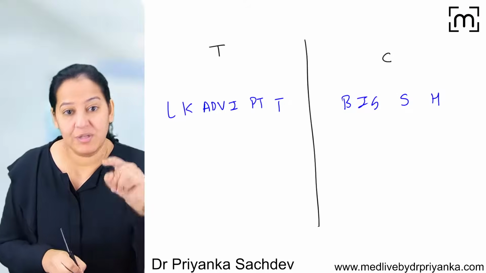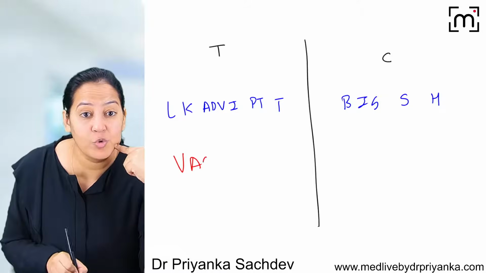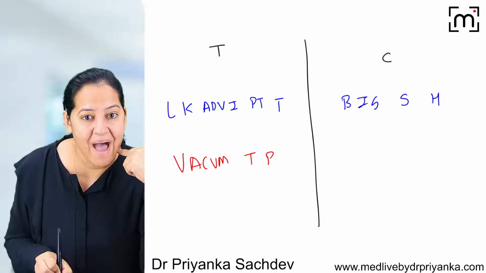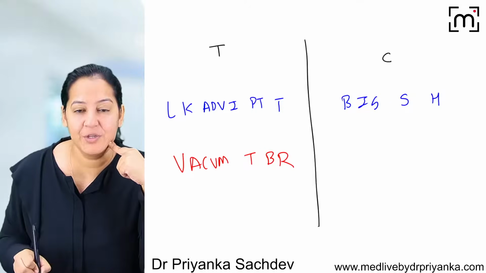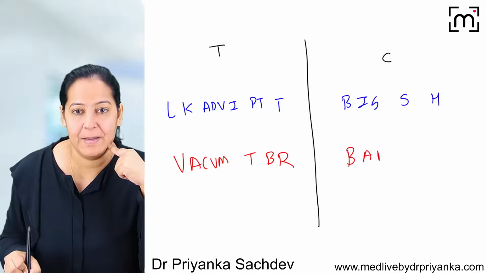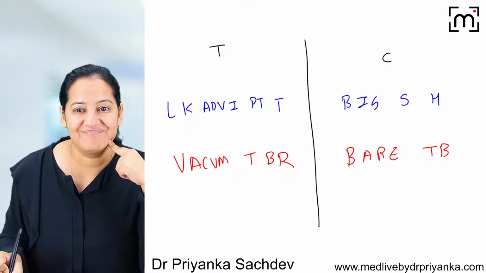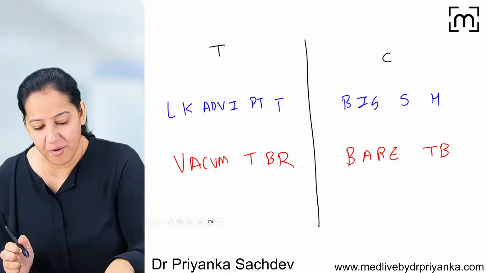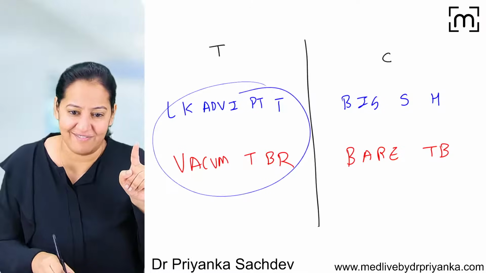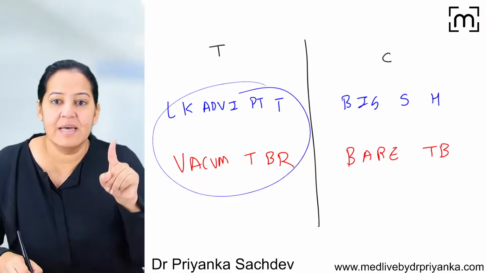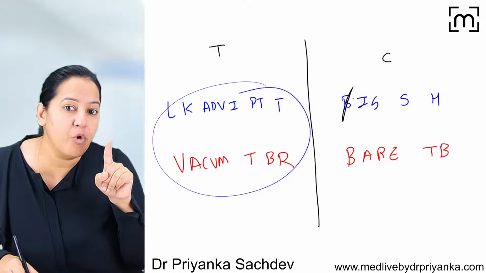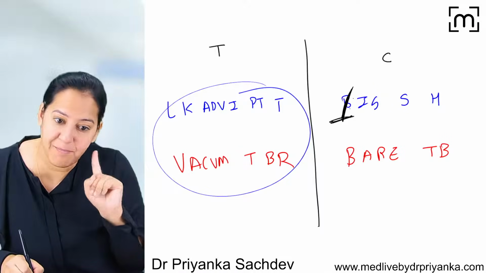Tell me the uses of both. Here the uses is vacuum, the bad room. And here the use is BARE TB. Okay, now can you tell me the full forms? Here I'm not saying, I have said once. Now here I'm saying the full forms. So B for bone marrow toxicity, never forget, because of which it is banned nowadays.